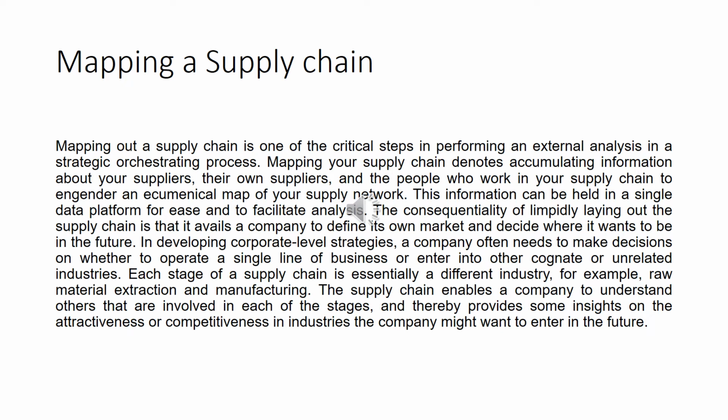The consequentiality of limpidly laying out the supply chain is that it avails a company to define its own market and decide where it wants to be in the future. In developing corporate-level strategies, a company often needs to make decisions on whether to operate a single line of business or enter into other cognate or unrelated industries. Each stage of a supply chain is essentially a different industry, for example, raw material extraction and manufacturing. The supply chain enables a company to understand others that are involved in each of the stages, and thereby provides some insights on the attractiveness or competitiveness in industries the company might want to enter in the future.